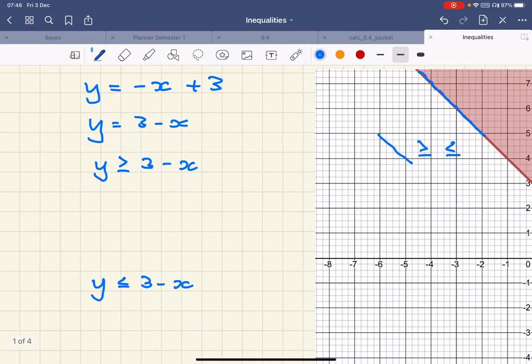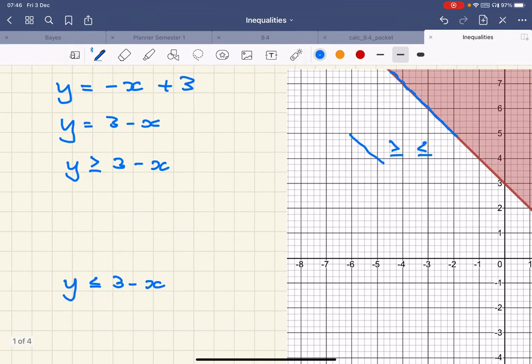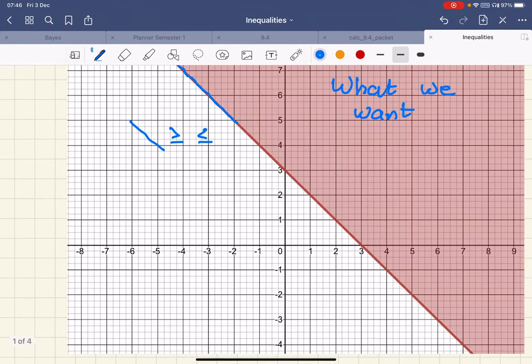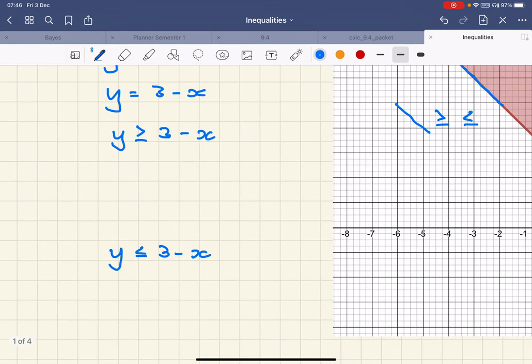Okay. So to check this, what I'm going to do is I'm going to pick a point in the region that we want. So I'm going to go into this shaded region and I'm going to pick 4, 3. That's somewhere in the region we want. If it works, that's the inequality we want. If it doesn't work, it's not the inequality we want.